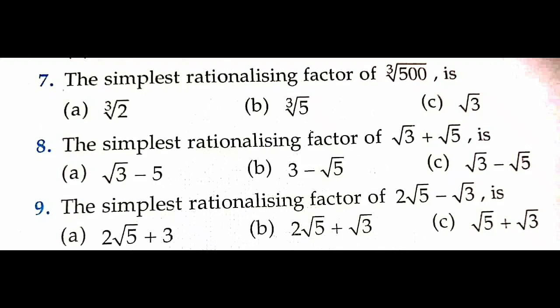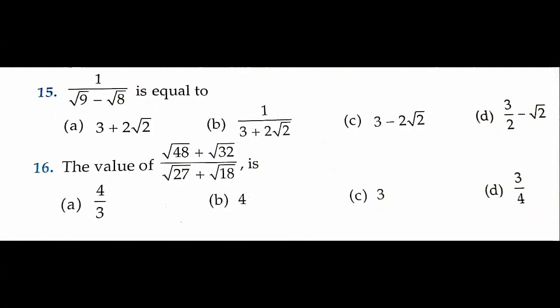Now let us consider the next set of questions. Here we have: find the value of 1 divided by root 9 minus root 8. Root 9 minus root 8 can also be written as 3 minus 2 root 2. Once we rationalize it, we multiply numerator and denominator by 3 plus 2 root 2. Then we get 3 plus 2 root 2, because in the denominator we will have only 1. So the right answer is A.